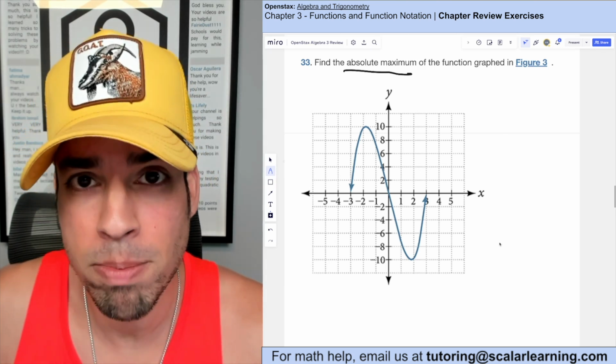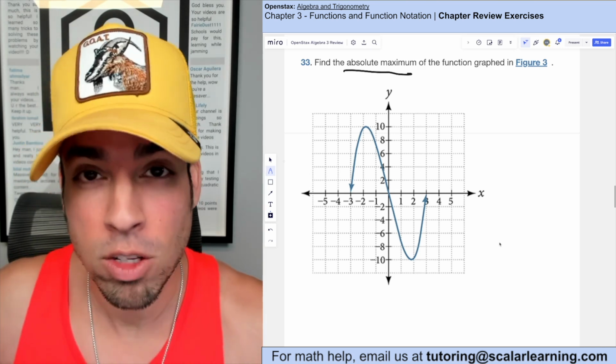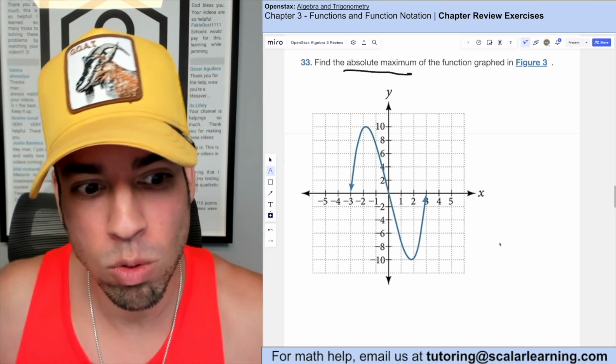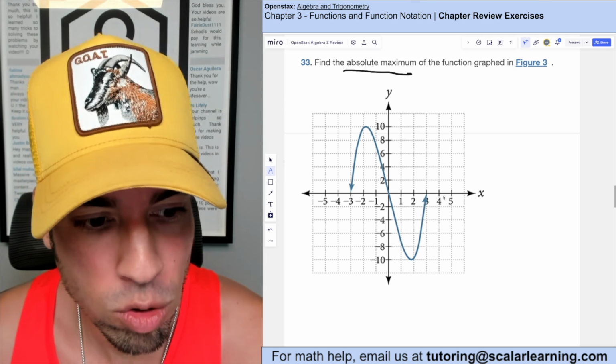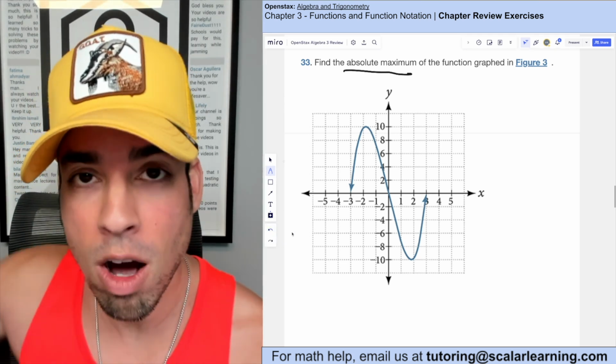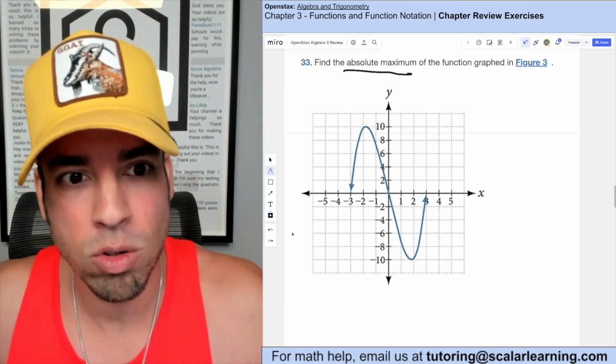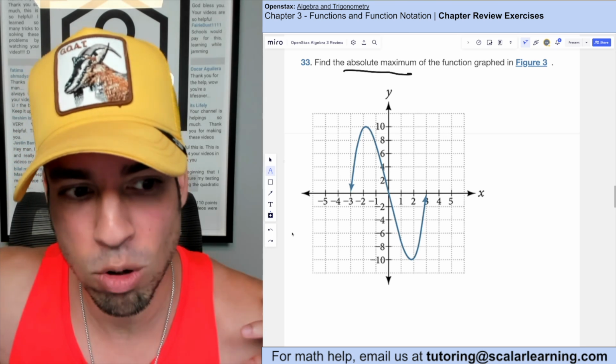So an absolute max is literally what it says. It's the highest point that you can find on this graph in total. Well, there's a slight issue with this question, which is this arrow going up. And that means it's going to go up indefinitely, meaning there's not really an absolute max. It kind of goes on and on forever, approaching infinity.